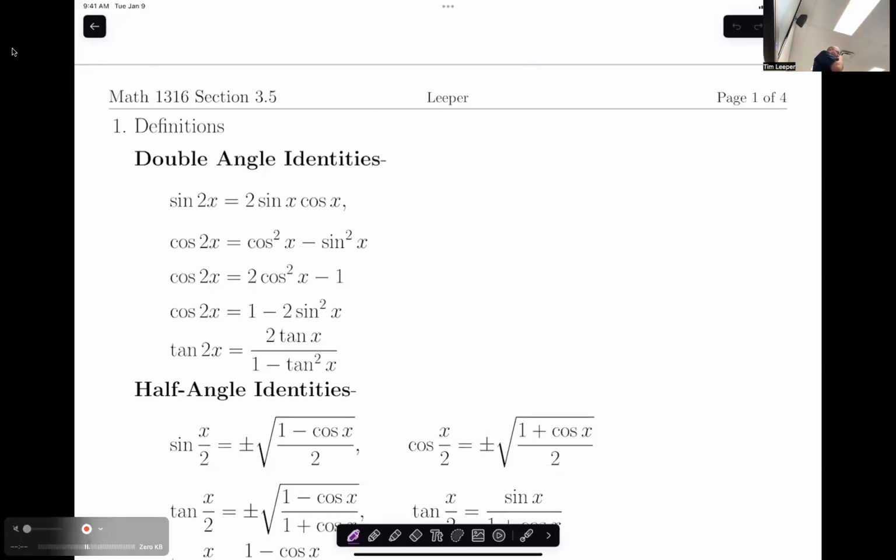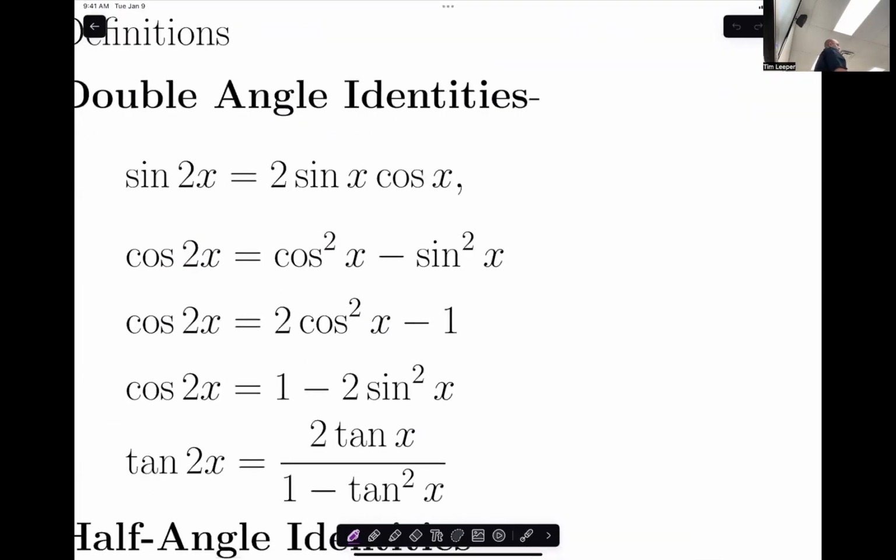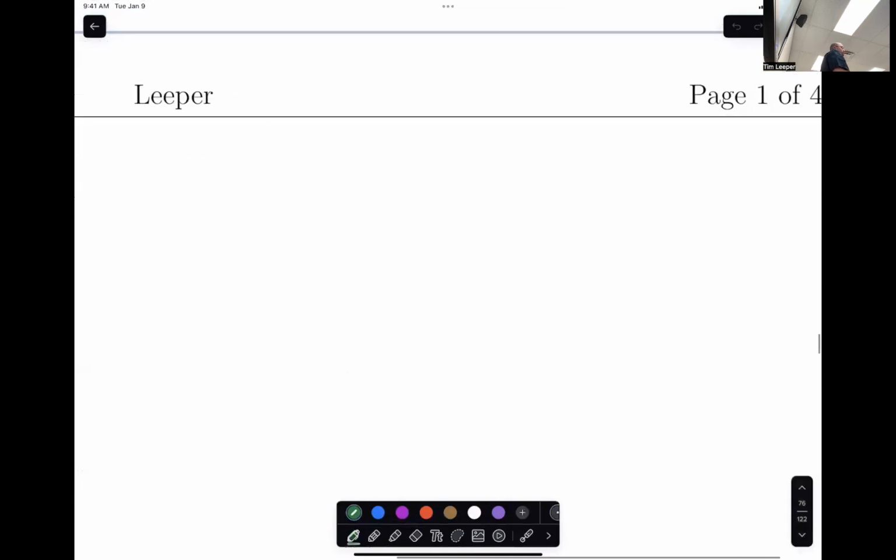Okay, so today I want to go ahead and look at section 3.5. 3.5 is where we're going to prove the double angle and half angle identities. Now, the double angle identities, we're going to begin with the sine of 2x. The sine of 2x is 2 sine of x times cosine of x. That is the double angle identity for sine. We're going to prove it here real quick.